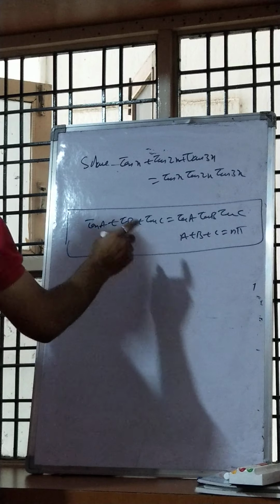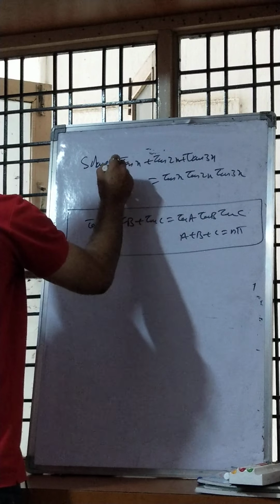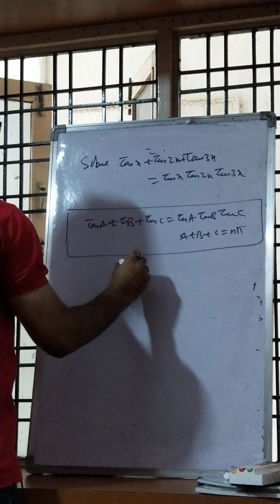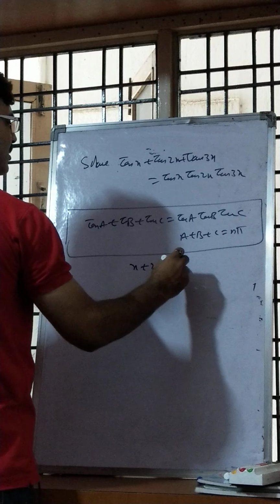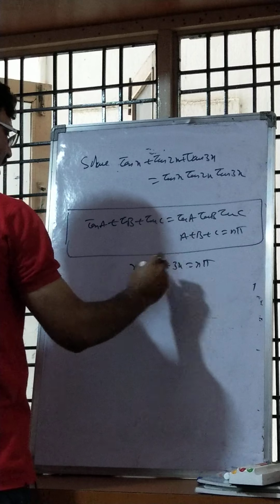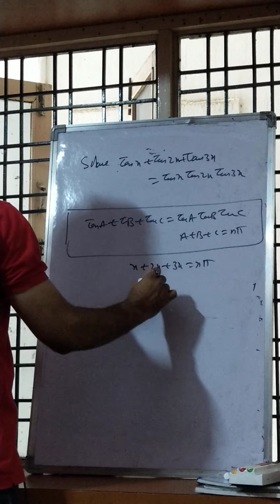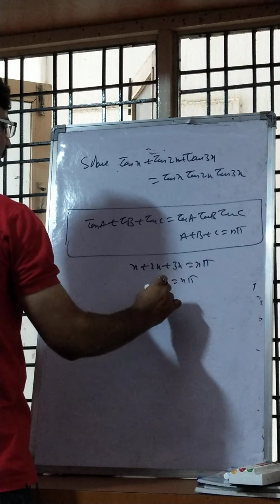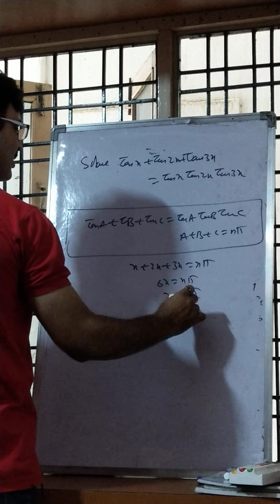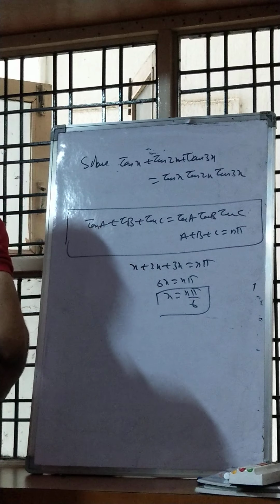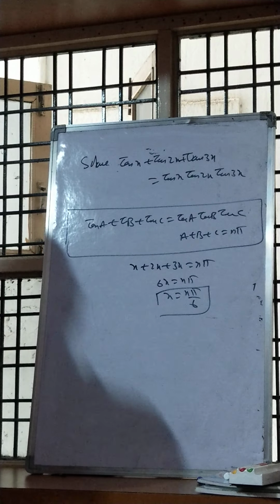When it is true for nπ, you see here what you can say, solve means x plus 2x plus 3x is equal to nπ. So you see this one, you have here 6x is equal to nπ, x is equal to nπ/6. x is equal to nπ/6, we got it.